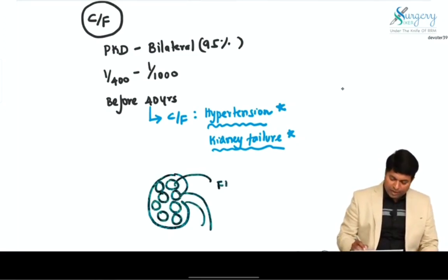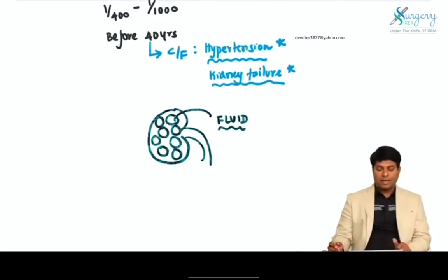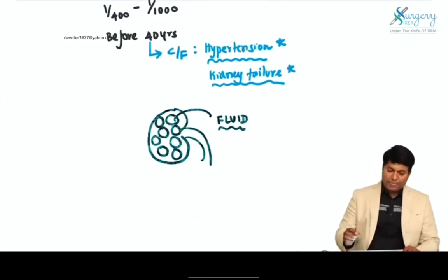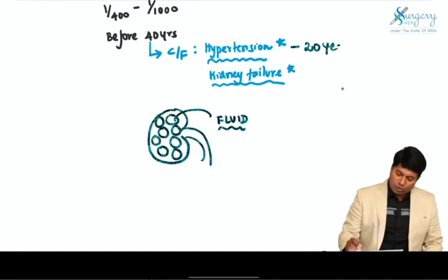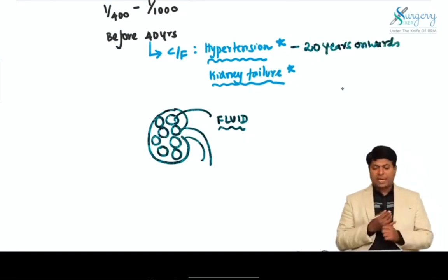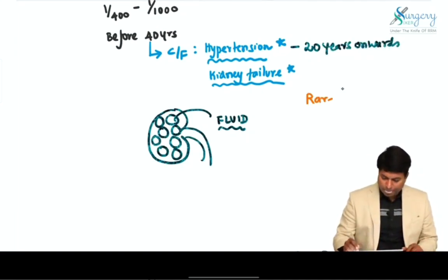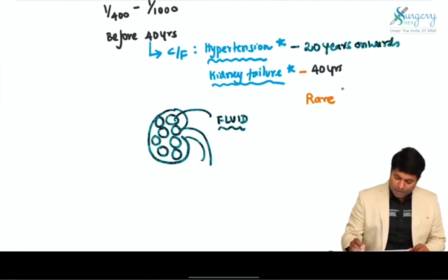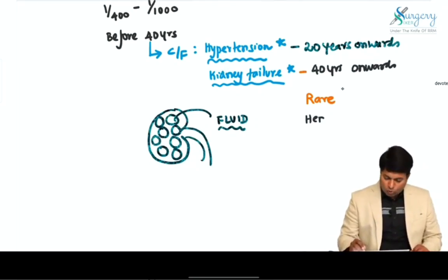The cyst will contain fluid. That fluid is not urine. Please remember, that fluid is not urine. The renal tissue is progressively replaced and leads to renal failure. The most common presentation is hypertension, which can be seen from 20 years onwards. From 20 years onwards, the patient can come to you with hypertension. Kidney failure is seen from 40 years onwards. This is the course of these patients. Other rare features: hematuria can happen.